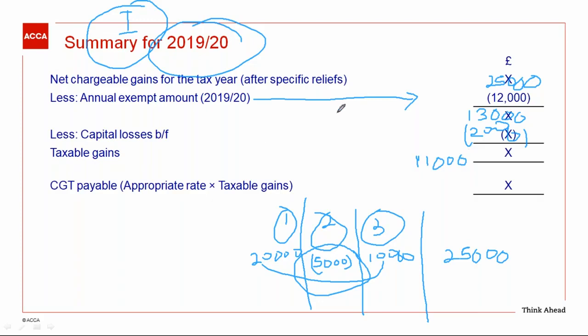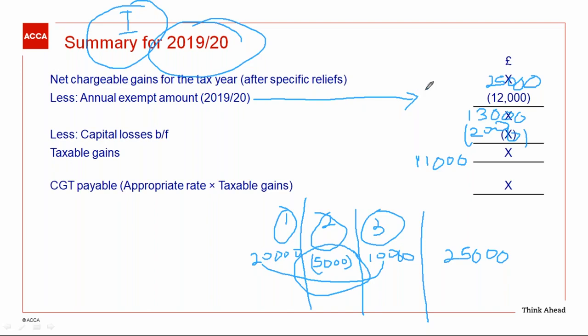By the way, here I am explaining the CGT computation for an individual. When it comes to companies, there is nothing called CGT. If a company has a chargeable gain, they will have to pay corporation tax on that chargeable gain. But when it comes to an individual, there is a separate tax regime called CGT on their taxable gains.